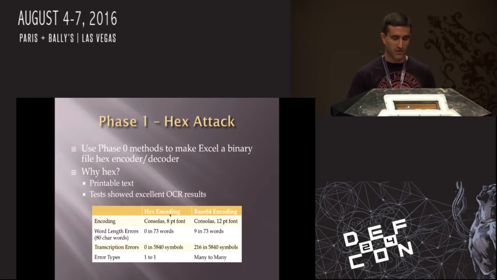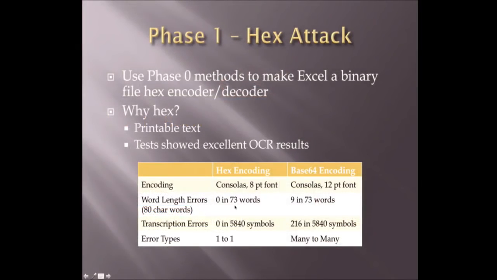more data on there between hex encoding and base 64. I didn't have any word length errors, meaning when the OCR ran through the document, it interpreted the length of the words as it was supposed to be, whereas with base 64, over 10% of my words got messed up with length, like missing symbols or added symbols. Transcription errors: I didn't have any transcription errors in my initial experiments. It decoded every word correctly, every hex code correctly, whereas with base 64 there was a ton of errors.